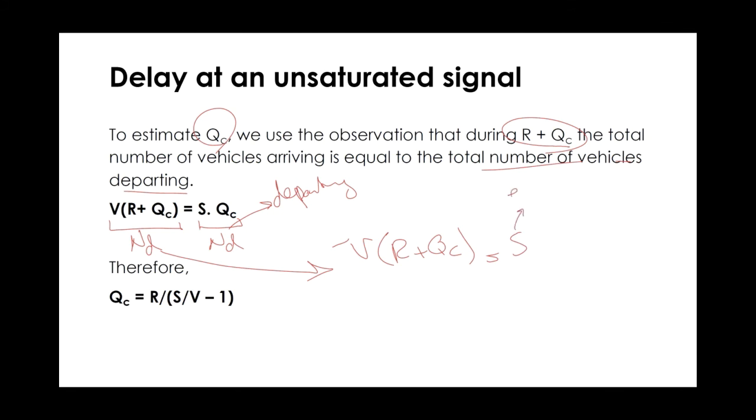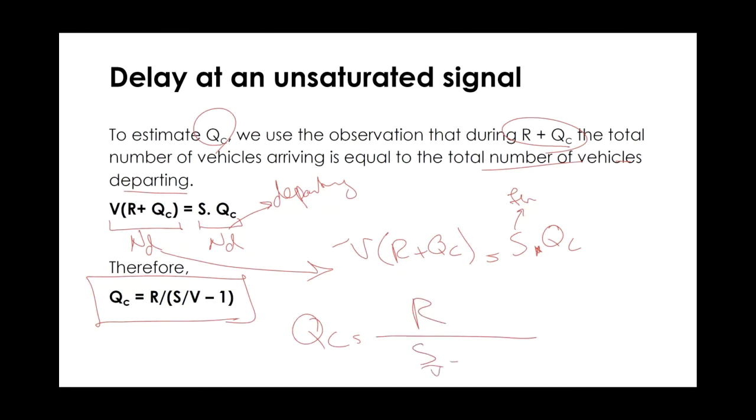This is the saturation flow. Multiply that time window that vehicles are leaving, so it would be QC. And now if we put this together, we'll get this QC as a function of the red time, saturation flow, and the arrival rate. So QC would be R divided by S over V minus 1. So that's how we get the Q discharge point.